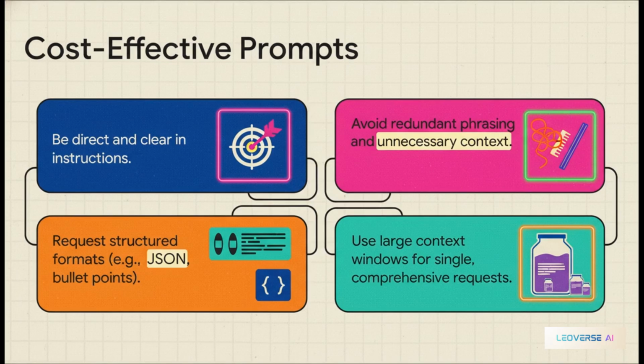And then, of course, there's the prompt itself. Be direct. Cut out all the fluffy, unnecessary language. If you want the answer in a specific format, like a bulleted list or as JSON, ask for it. That gives you control over that expensive output. And here's a pro tip. For models with huge context windows, it's often way cheaper to make one giant detailed request instead of having a long back-and-forth chat.